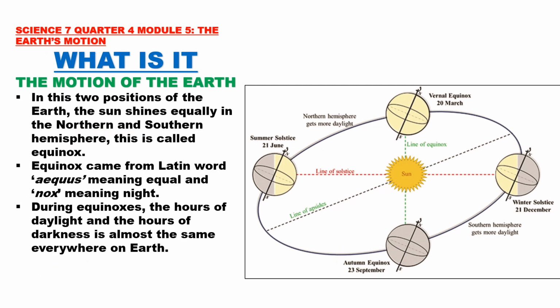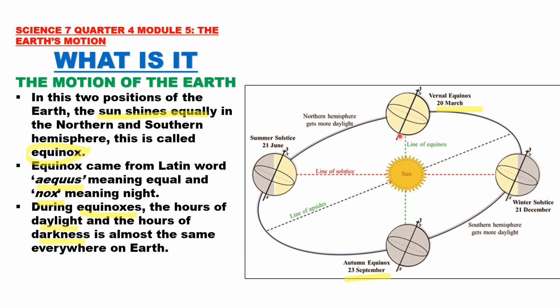In these two positions of the Earth, during the month of March and during the month of September, the sun shines equally in the northern and southern hemisphere. This is called equinox. Equinox came from the Latin word equus, meaning equal, and nox, meaning night. During equinoxes, the hours of daylight and the hours of darkness are almost the same everywhere on Earth.